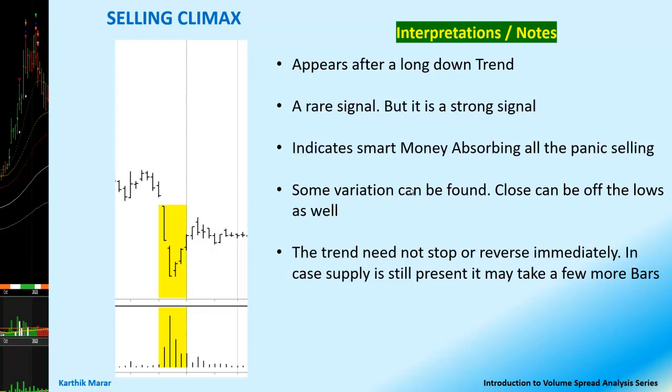We can always find some variations in this. The close can be off the low as well. But it should be a widespread bar and the volume should be ultra high. And the trend need not stop or reverse immediately. In case supply is still present, it may take a few more bars to absorb that supply and then the downtrend to stop, go into consolidation or do a V-type reversal.